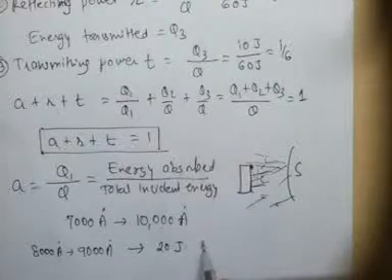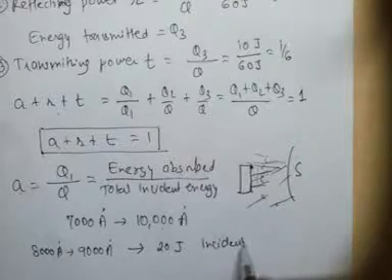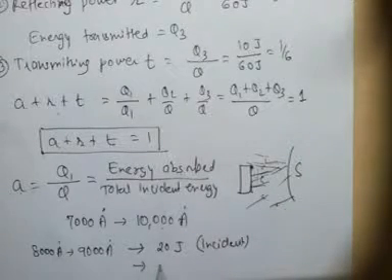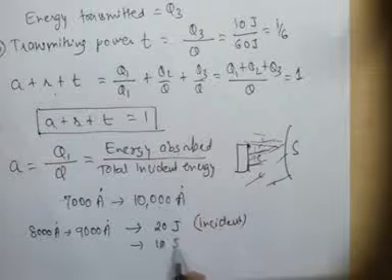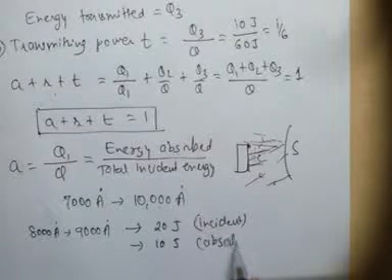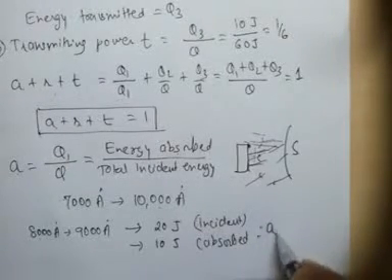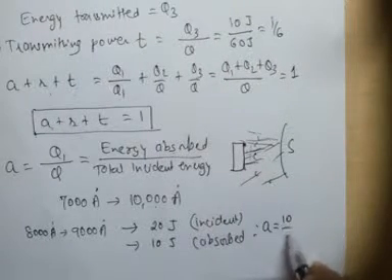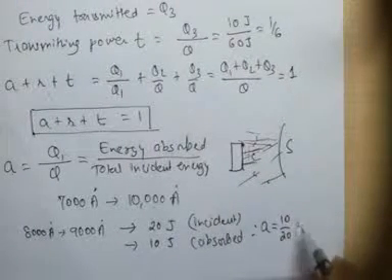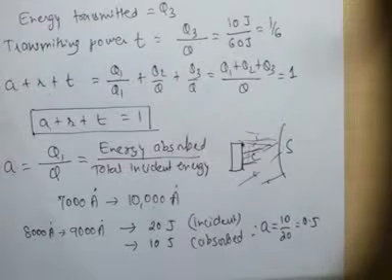So this is incident, and say 10 joules is absorbed, and therefore I'll get a value of A as 10 upon 20, and that will be 0.5, right?